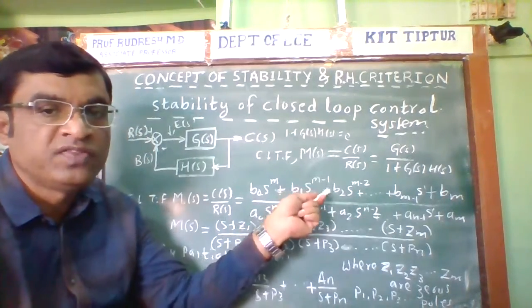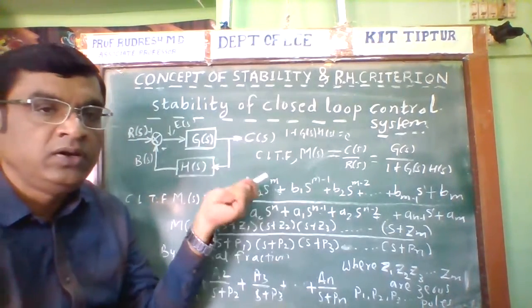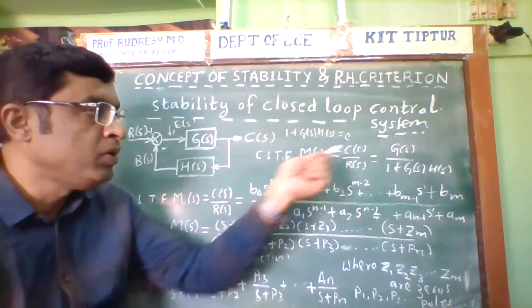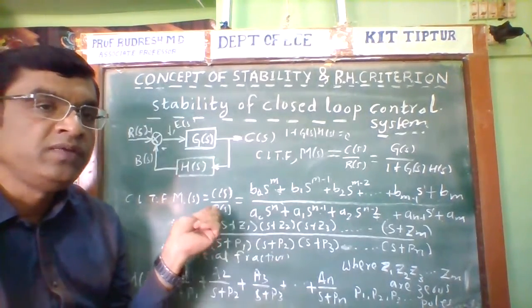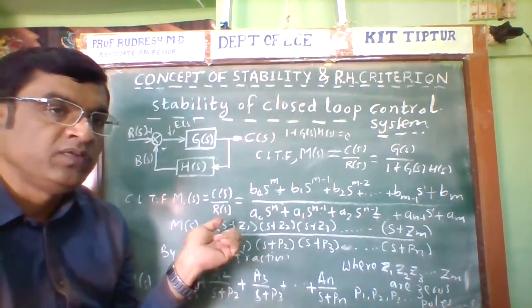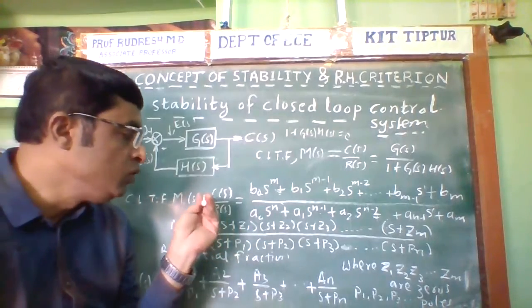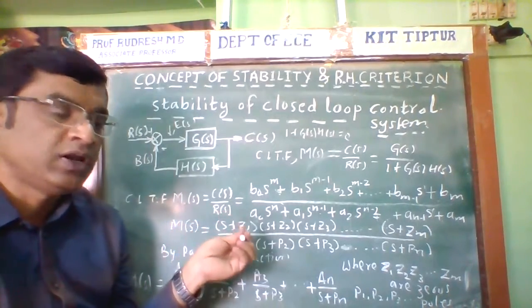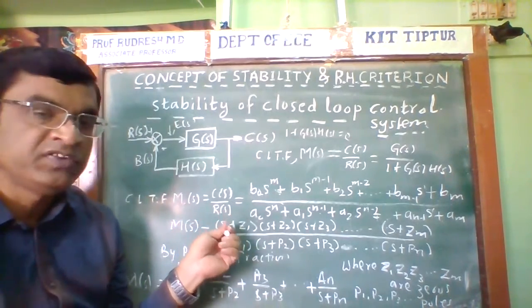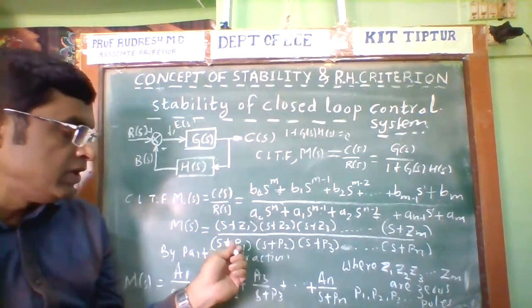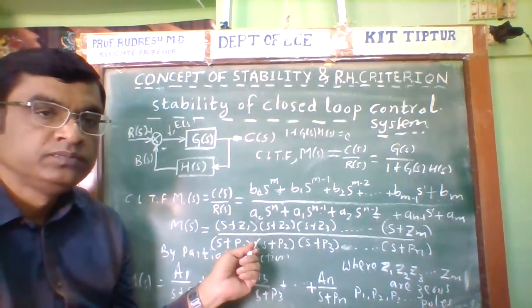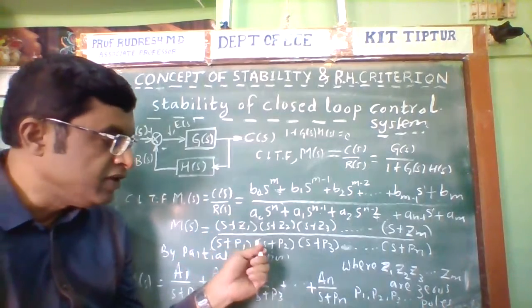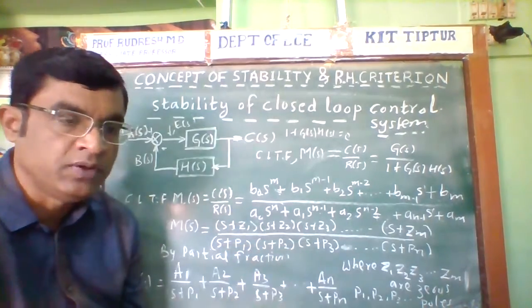The roots of the numerator polynomial of the closed loop transfer function are called zeros. Similarly, the roots of the denominator polynomial of the closed loop transfer function, which is the characteristic equation, are called the poles of the system.